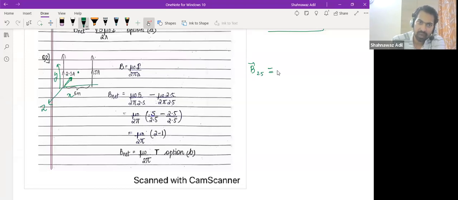Minus Z. So whatever this magnetic field is, mu naught I by 2 pi A, and this is minus K hat. Right? And then we have the other wire, of what? 5 ampere. So this is on the left hand side.